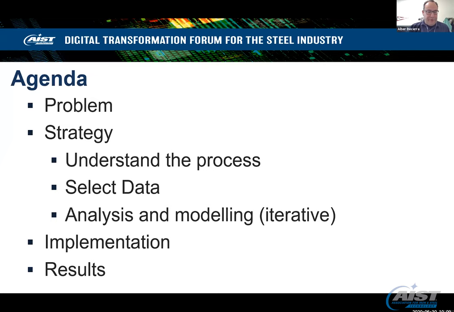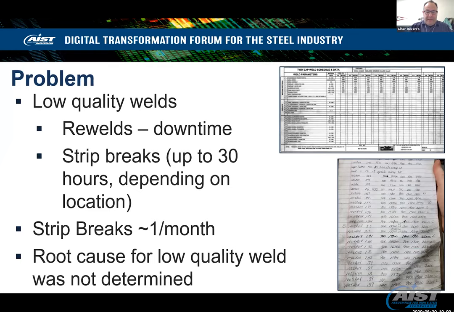So let's start with the problem. The welding machine in the continuous line is the most important equipment. The continuous line's core is to keep the process line continuous, to guarantee that throughout the coil, the quality and the properties of the material will be constant. So it is very important that the equipment is working perfectly.